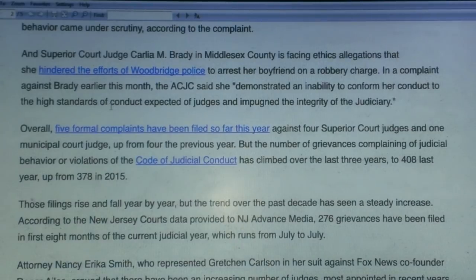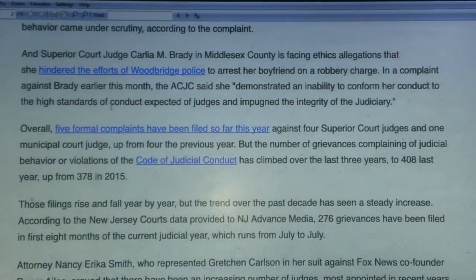So it says right here, overall 5 formal complaints have been filed so far this year against 4 superior court judges and 1 municipal court judge. That score got to go up, family. That score got to go up. We got to start doing our homework and pushing that veil of secrecy back.